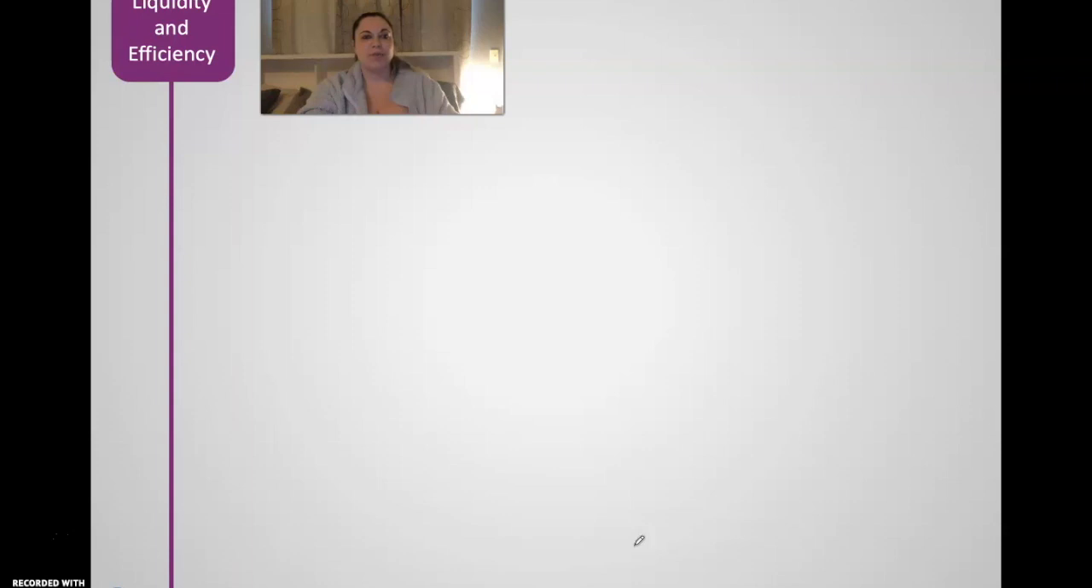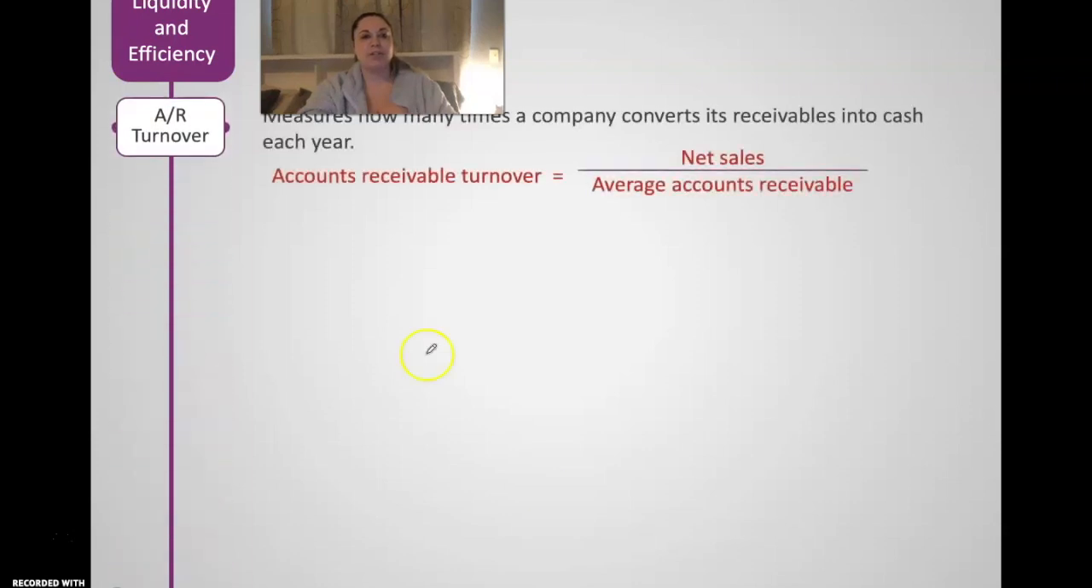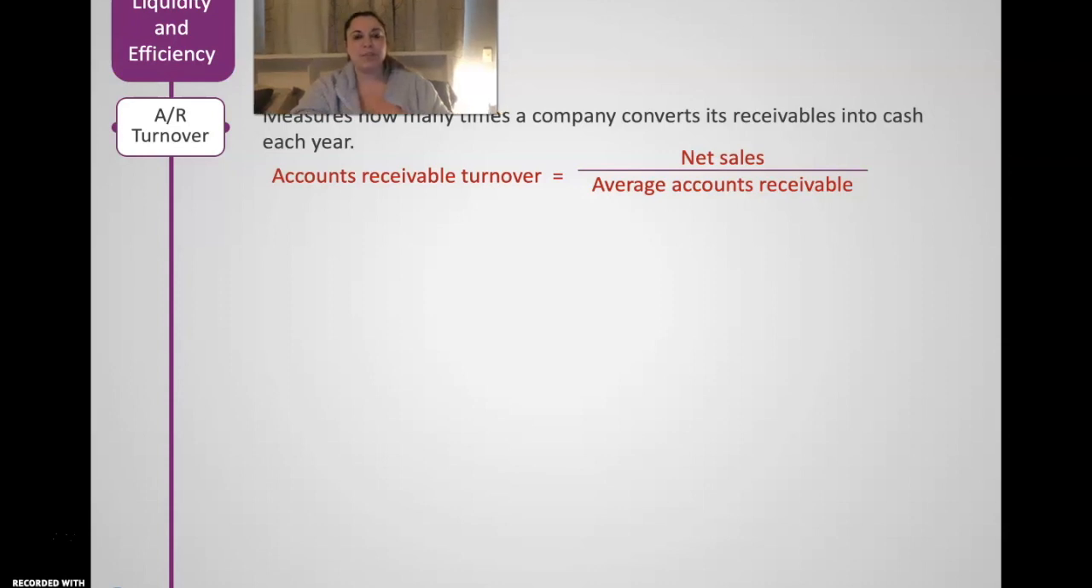Okay, we're going to go over some more of these liquidity and efficiency ratios. So we have accounts receivable turnover. It measures how many times a company converts its receivables into cash each year. We do want a higher number. We want it to turn over as many times as we can, which means that we're making sales and collecting the money, and we want to keep doing that many times throughout the year. So to do this, we want net sales divided by average accounts receivable. Remember, here's that word average again. We're going to take our accounts receivable from this year and last year, add them up, and then divide by 2.